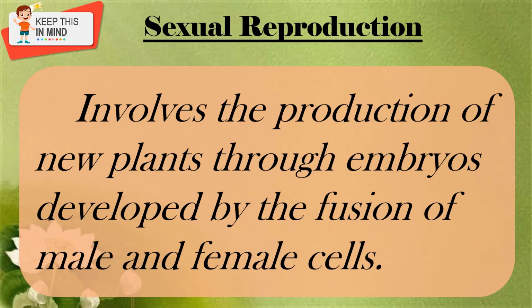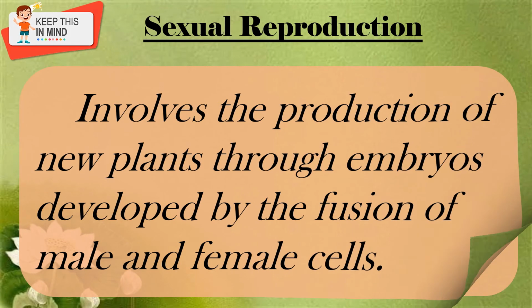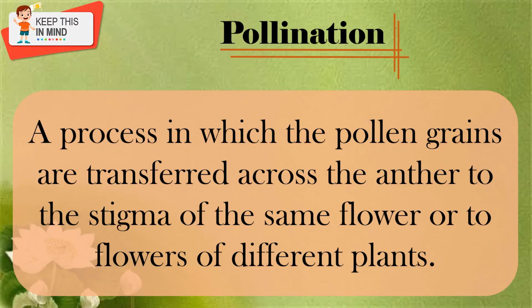Sexual reproduction involves the production of new plants through embryos developed by the fusion of male and female gametes. It produces fruits that contain seeds, and the seeds give rise to new plants. Pollination is a process in which the pollen grains are transferred from the anther to the stigma of the same flower or to flowers of different plants.